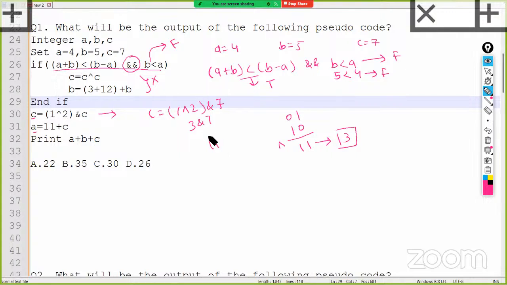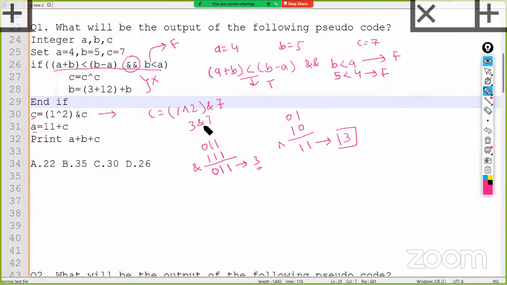Now I need to calculate the binary of 7. So binary of 7 will be 1 plus 2 plus 4, and here I'm going to add the 0. Now let us apply the AND operation. 1 AND 1 is 1, 1 AND 1 again 1, and 0 AND 1 is 0. So that is the binary of 3 itself, 1 plus 2.